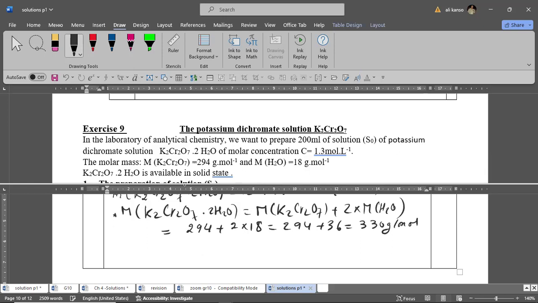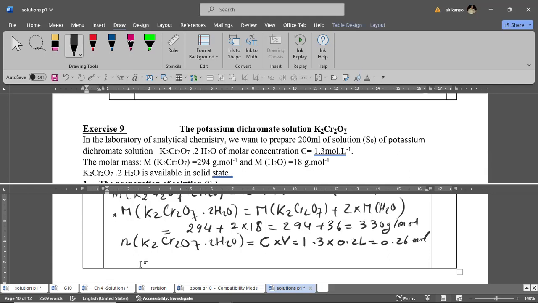Second step, you have to find the number of mole of this substance, K2Cr2O7.2H2O. We can write instead of this, the solute or the salt, it's equal to C times V of the solution. C is 1.3 and the volume is 0.2 liter. It is now 0.26 mole.